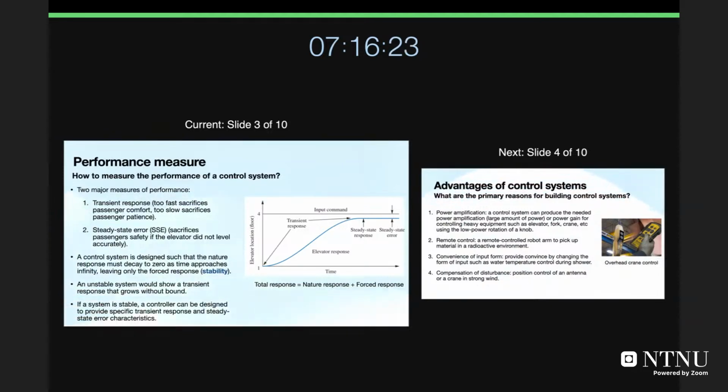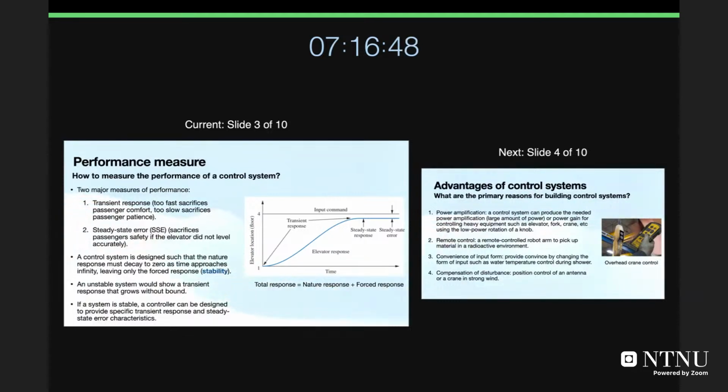So the control system, in fact, is designed in such a way that the natural response should decay to 0 over time, right? So the total response, we can divide into natural response, which is a transient response, plus forced response. So the total response of your system will consist of 2 parts, the transient response and the forced response.